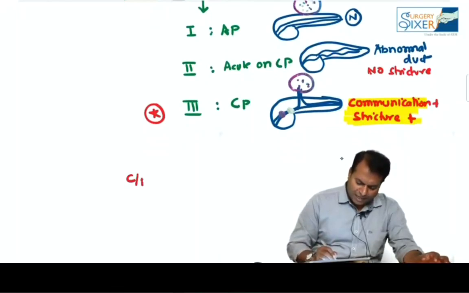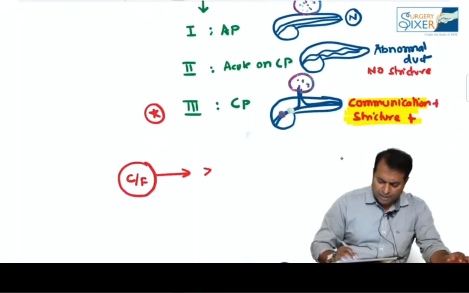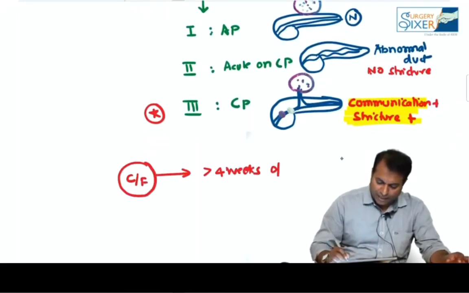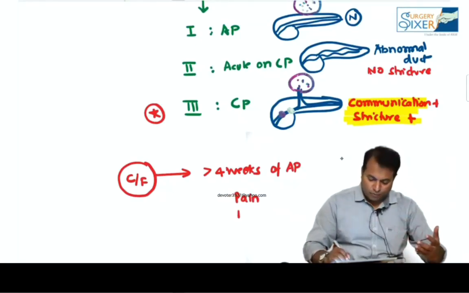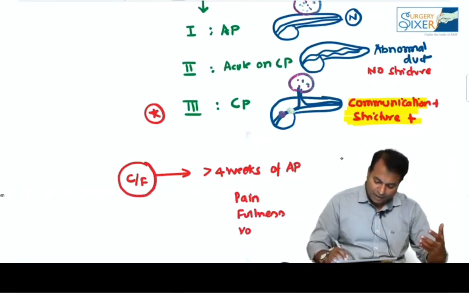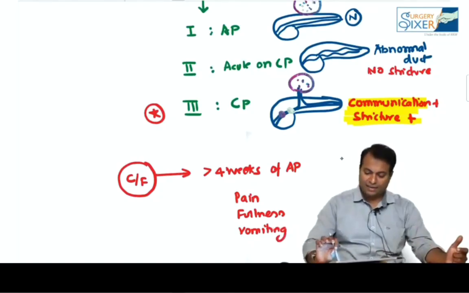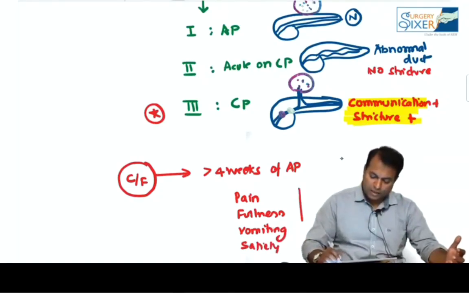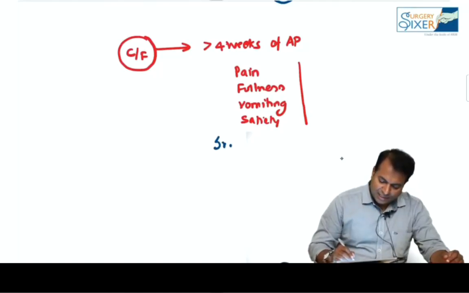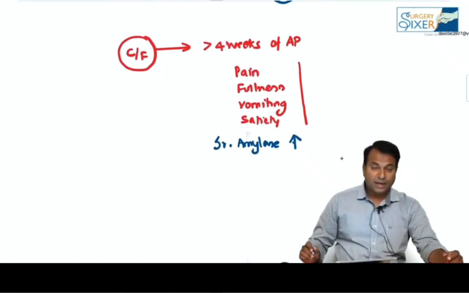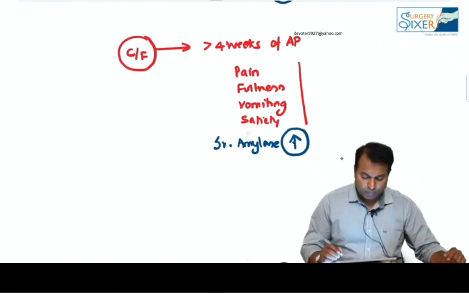So now, what are the classical clinical features of this patient? This patient presents after 4 weeks of an episode of acute pancreatitis. They come to hospital with pain, epigastric fullness, and vomiting. They may have early satiety. These are all typical symptoms because of the pseudocyst compressing the stomach. When you measure serum amylase at 4 weeks, it will be persistently elevated. In spite of being 4 weeks, the serum amylase is still elevated. It's one of the clues to say there is a pseudocyst.